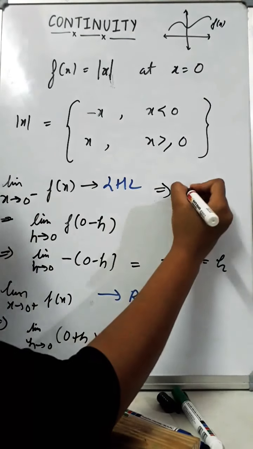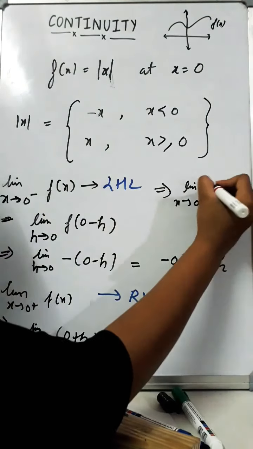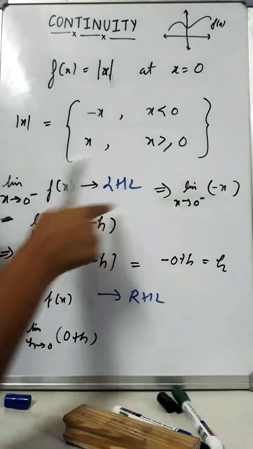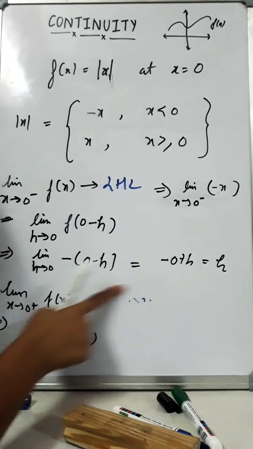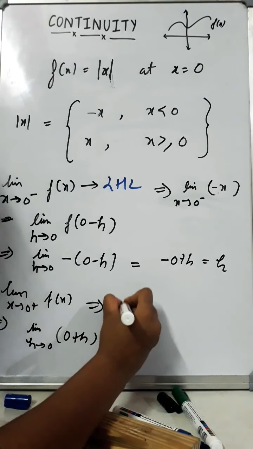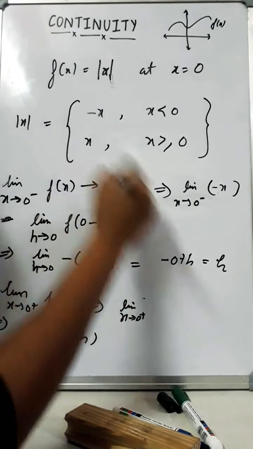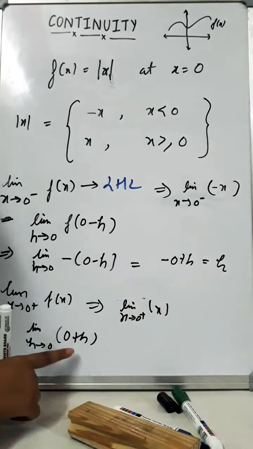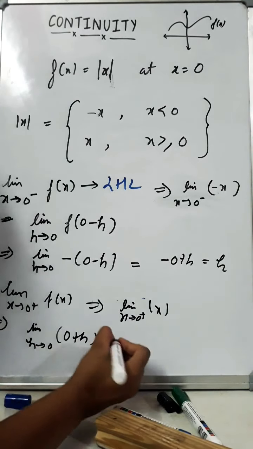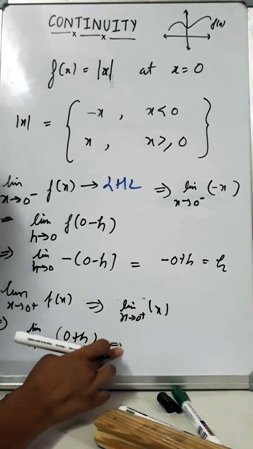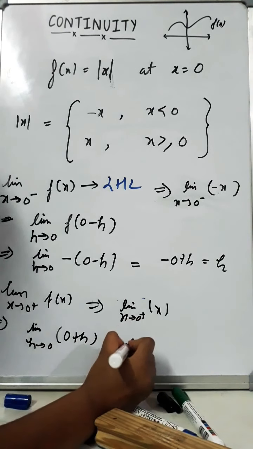So this can now be written as limit x tends to 0 negative. f(x) is what? Minus of x. Alright, this is how you got minus of (0 - h). And here this can be written as limit x tends to 0 plus, what is the value? Plus x, means this, right? Now when we are approaching from the right hand side, it becomes 0 plus h. Alright, so again you got the value h only, right? At 0 plus h, it's h.